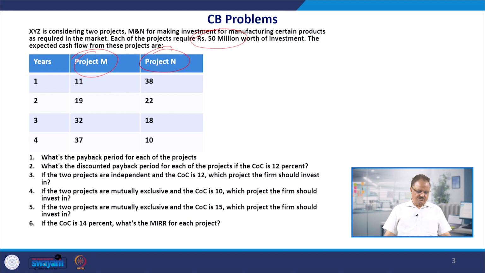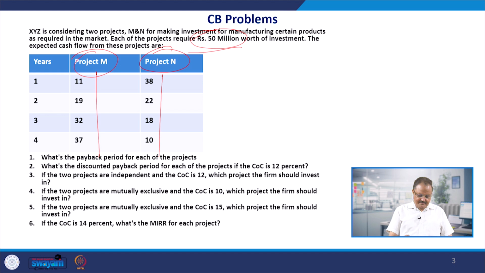Maybe in this project the foreseeable period was 4 years. So we have to evaluate on the basis of this inflow for the 4 years against this outflow of 50 million. For project M, in the first year you are given 11 million of inflow, second year 19 million, third year 32 million, and fourth year 37 million. And for project N, the first year is 38 million of inflow, then 22 million, 18 million, and 10 million. And we have to evaluate on the basis of different investment evaluation criteria.